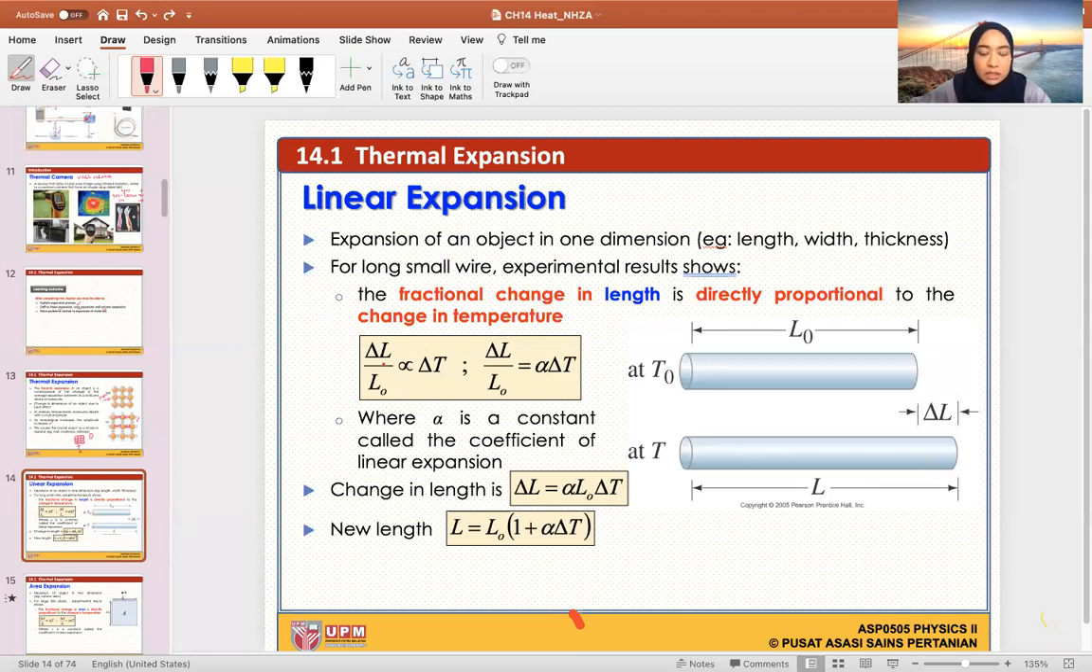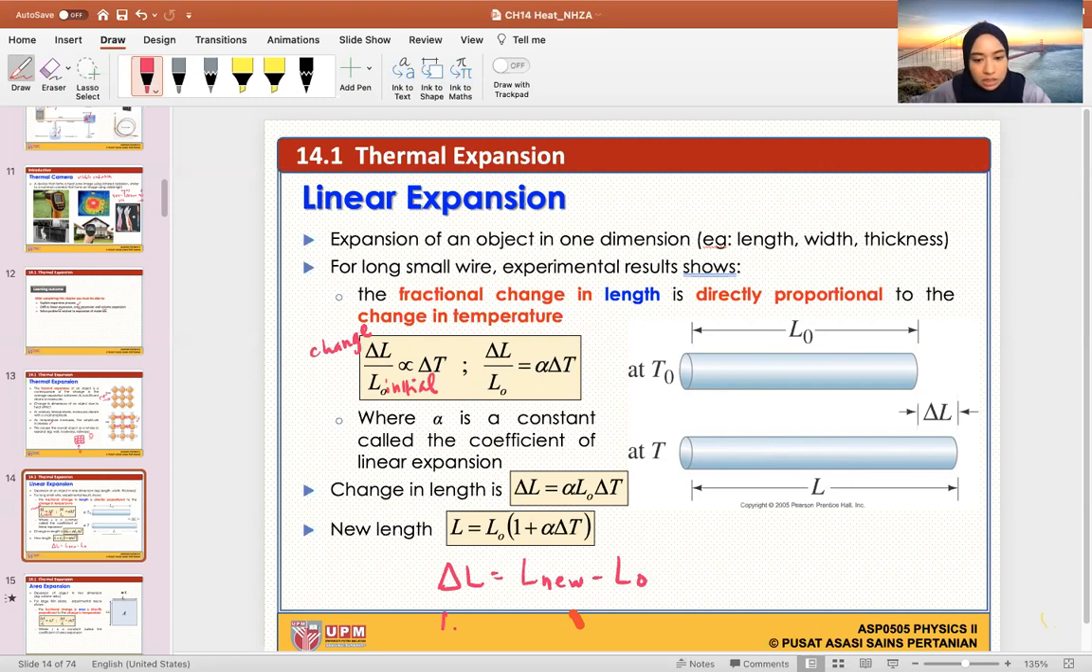So what is linear expansion? This is the equation. The change in length over the initial length. Let me write it down. This is initial length. The change in length is proportional to the change in temperature. Okay, what is change in length? Change in length is L new minus L original, or L naught. That is your change in length.